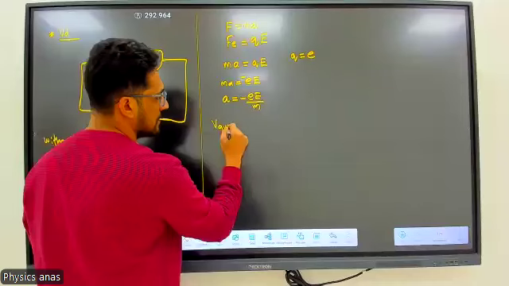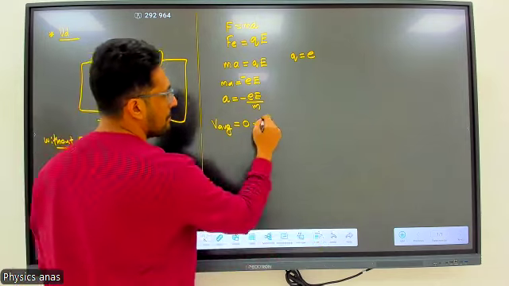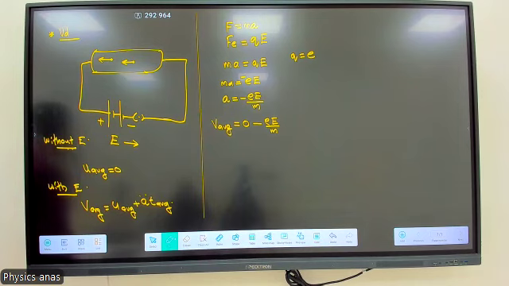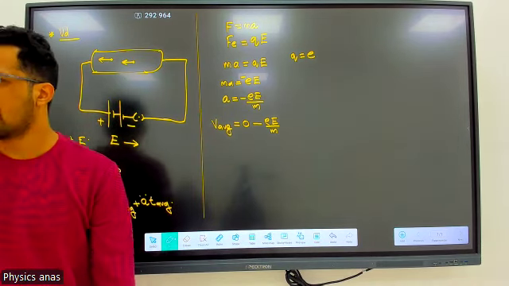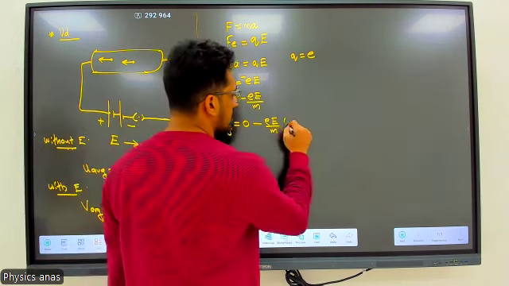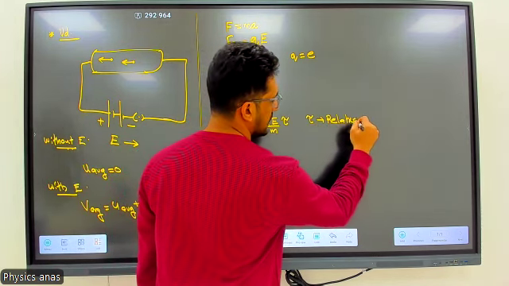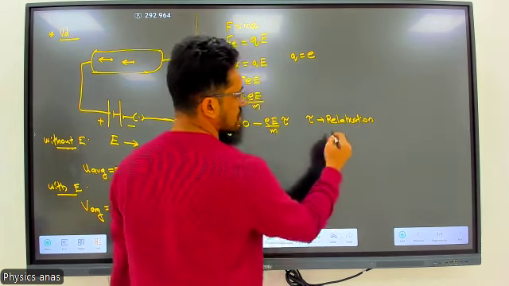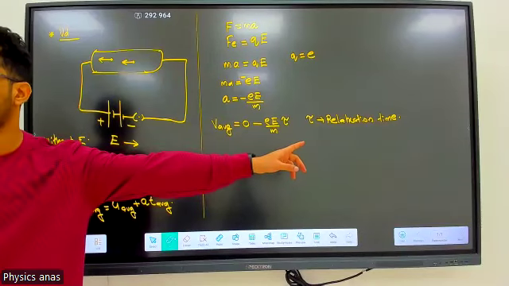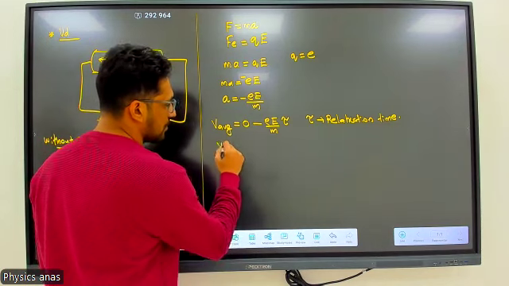V average is equal to U average, which is 0, minus eE by m times T average. What is T average? Average time interval between two successive collisions. That is called relaxation time, tau. Relaxation time is the average time interval between two successive collisions.